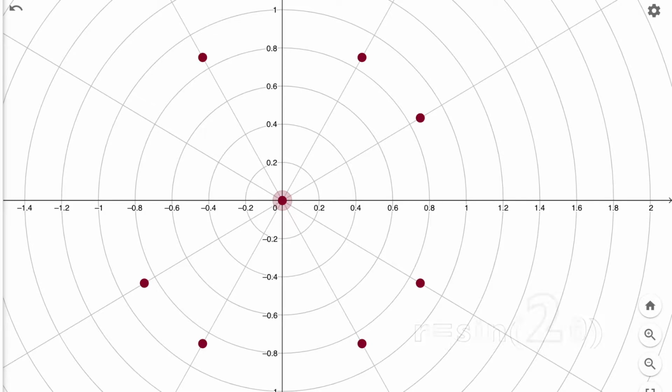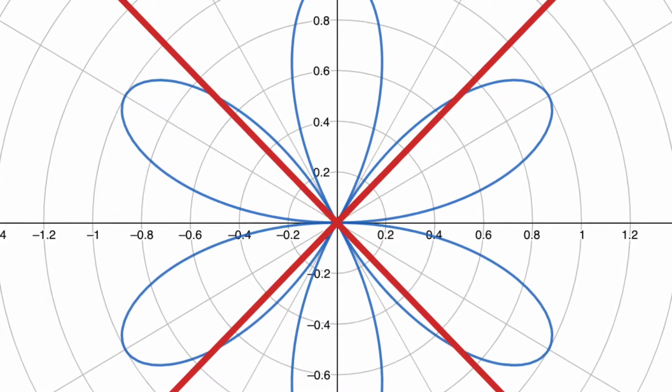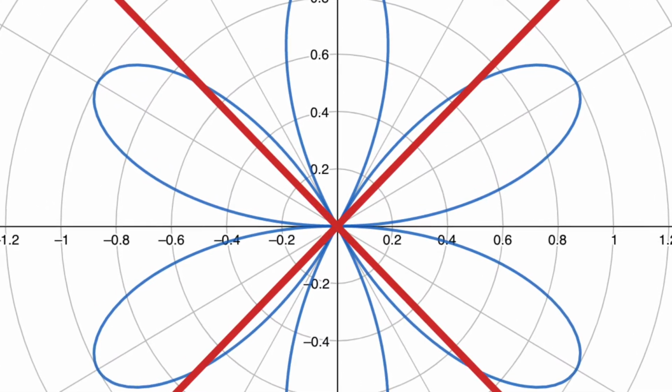You look at this number, n, and if it's even, the rose has 2n petals, but if it's odd, it just has n. Now, if you're like me, you were convinced by the examples that this was true, but that doesn't mean you knew why it was true. Why should I be able to make a rose with 4 petals or 5 petals, but not with 6? Why does the number get doubled only sometimes?